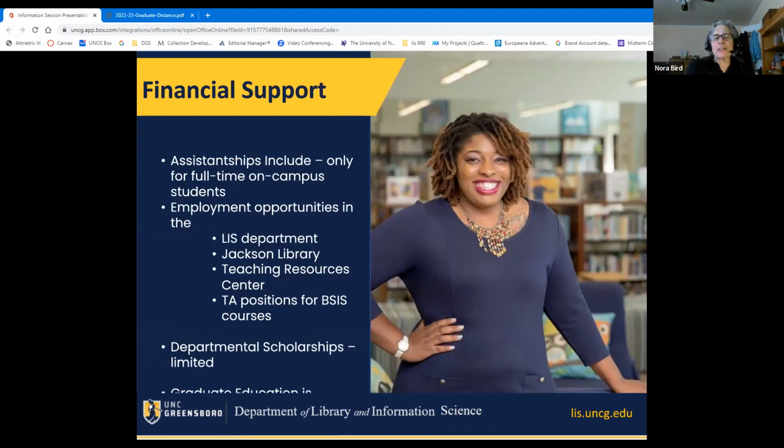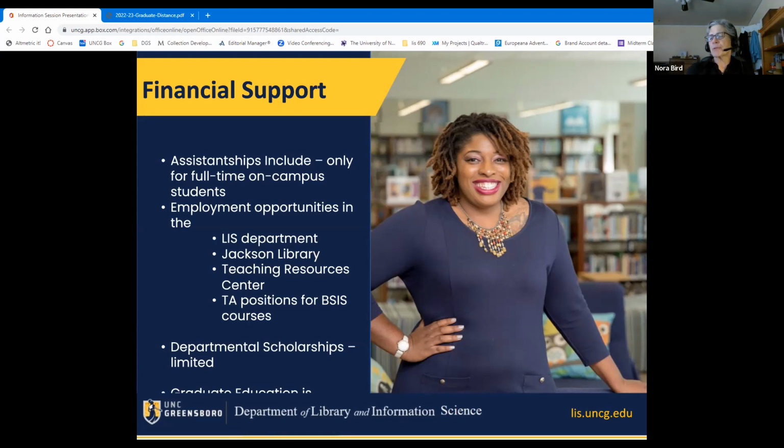So we do have assistantships, but I have bad news for the future. We used to have quite a lot of assistantships, and we are definitely going to be changing that number. We're going to have fewer in the future because of changes in the way graduate education is treated in the UNC system. But we still do have some, and you have to be a full-time on-campus student to qualify for those.